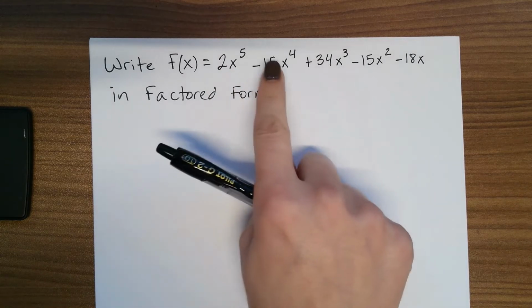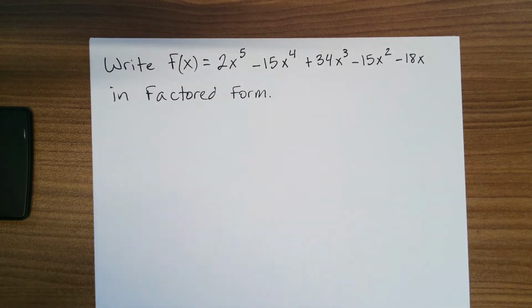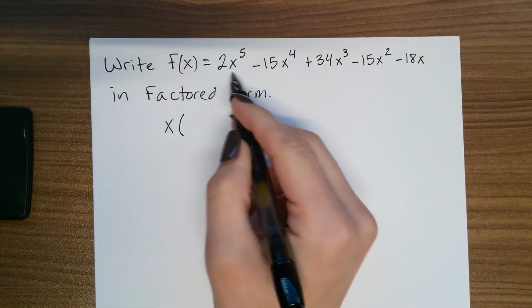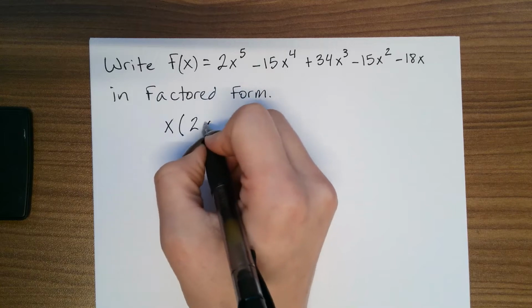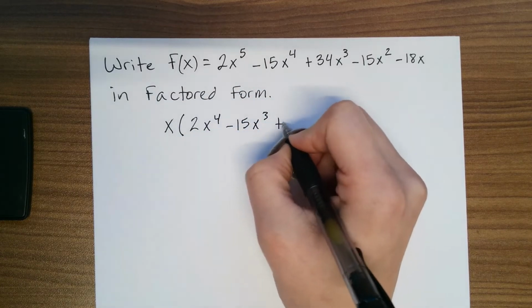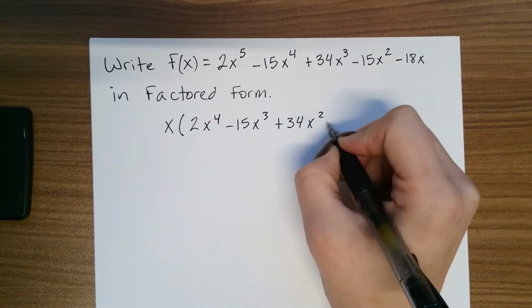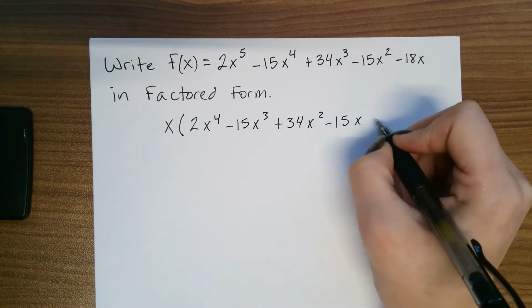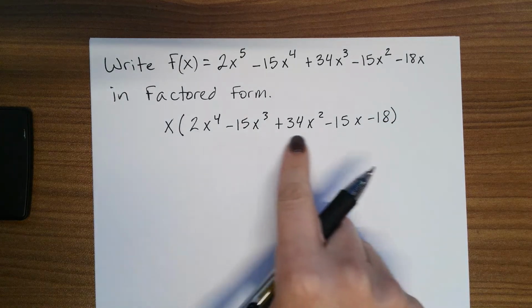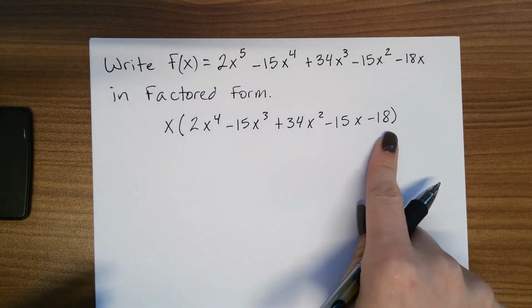I notice that all of my terms have an x, so I'll pull x out. So dividing each term by x gives me 2x to the fourth minus 15x to the third plus 34x squared minus 15x minus 18.